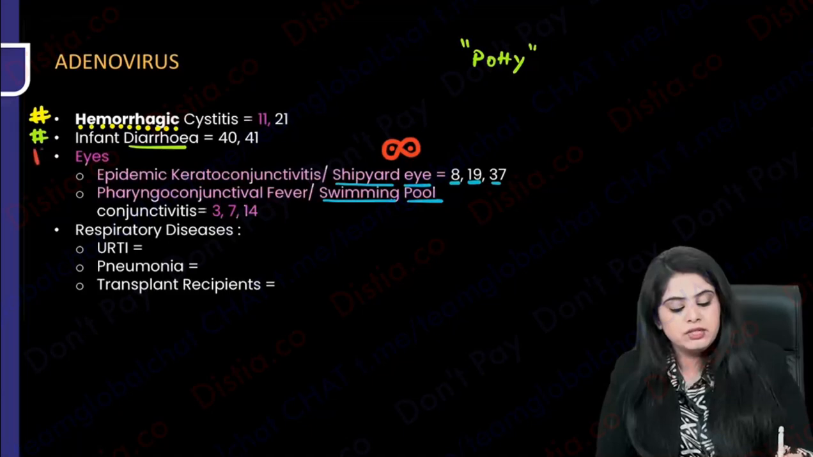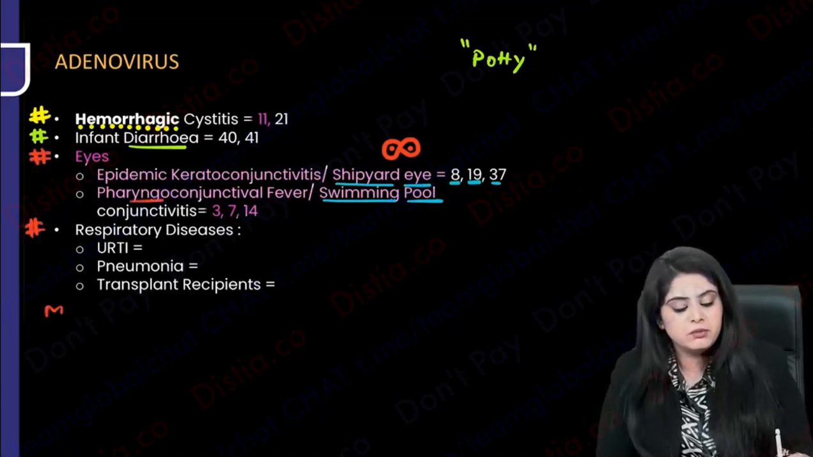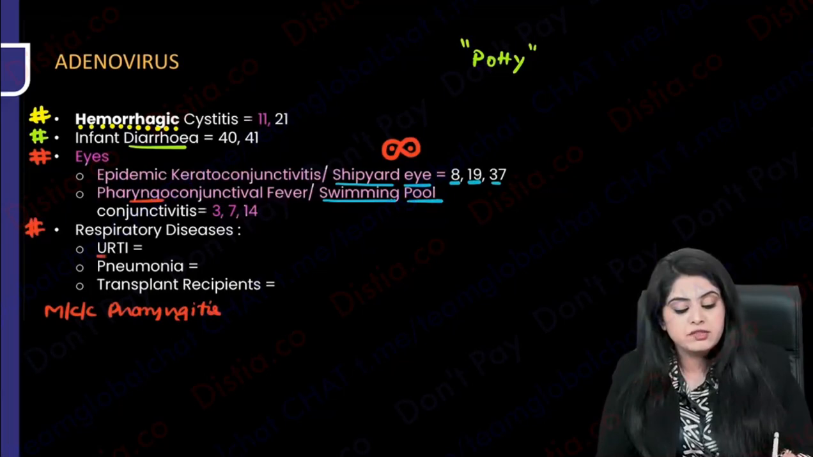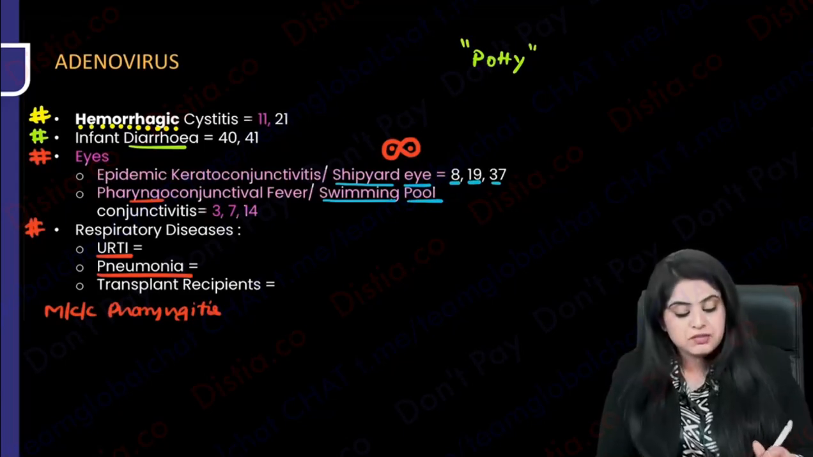Now we move on to the respiratory. I told you, pharyngitis was covered earlier too. Yes, this is one of the most common causes of pharyngitis that you have, which people believe is strep pneumoniae, but this is one of the viral causes of pharyngitis that you have to know. So it causes upper respiratory tract infection. It causes pneumonia also, the lower one also.